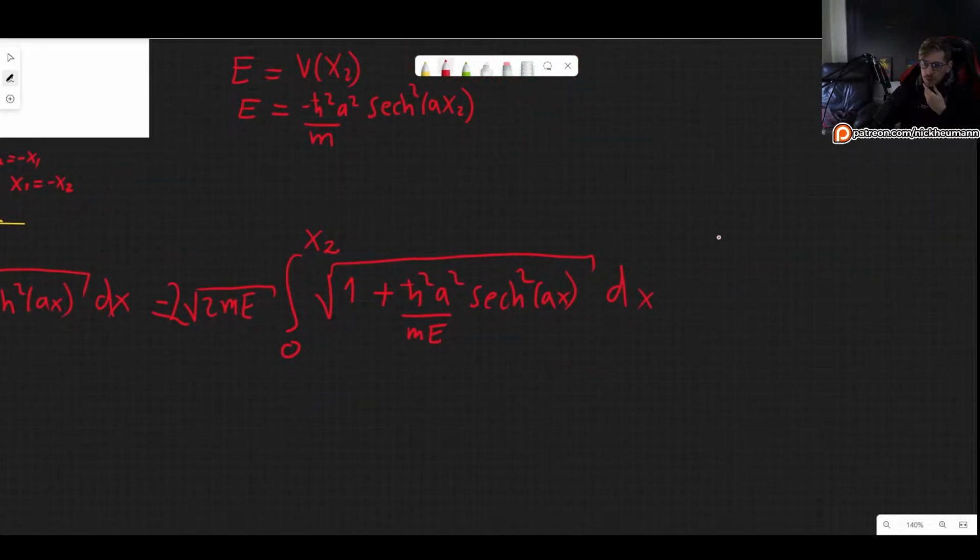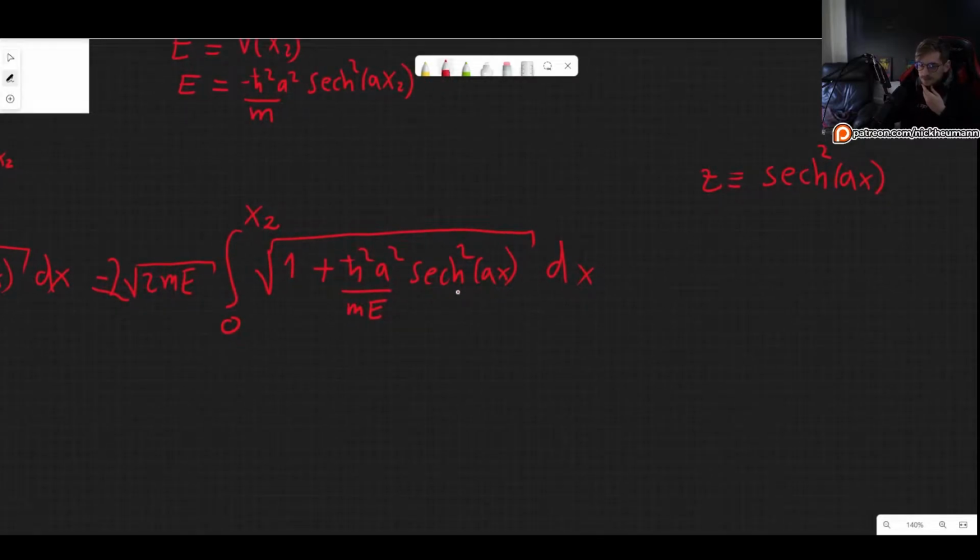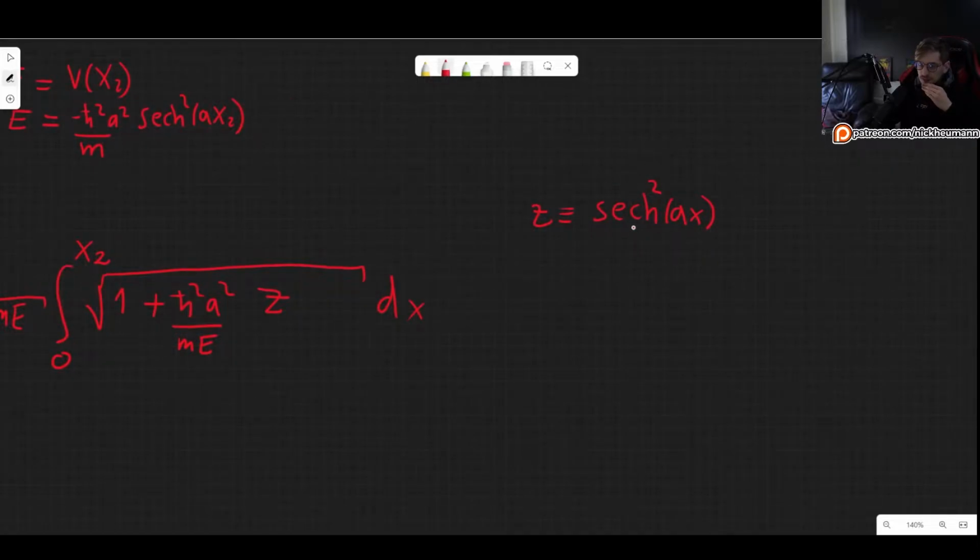So we might want to attempt something like, let's say our new variable of integration will be z, and we will define it to be the hyperbolic secant squared of ax, which means that we could rewrite this part here as simply z. So this is z. But we don't know the x yet. So for that reason, we need to take the derivative of x. Now, I think the easiest way of doing that is isolating x here, so solving for x.